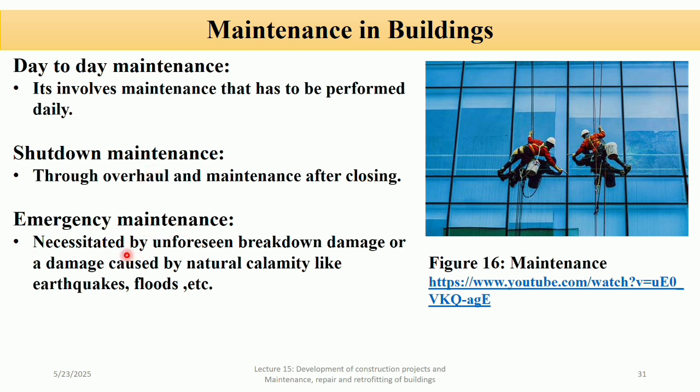Emergency maintenance. This is necessitated by unforeseen breakdown or damage caused by natural calamities like earthquake, flood, etc. The purpose of emergency maintenance is to ensure safety, minimize further damage, and restore essential function quickly. For example, repairing a burst pipe that caused flooding, fixing electrical parts after a short circuit, structural repairs after earthquake damage, or clearing fallen trees from roofs or roads.